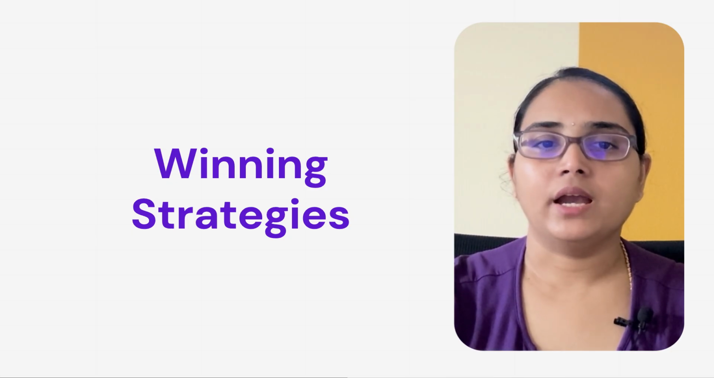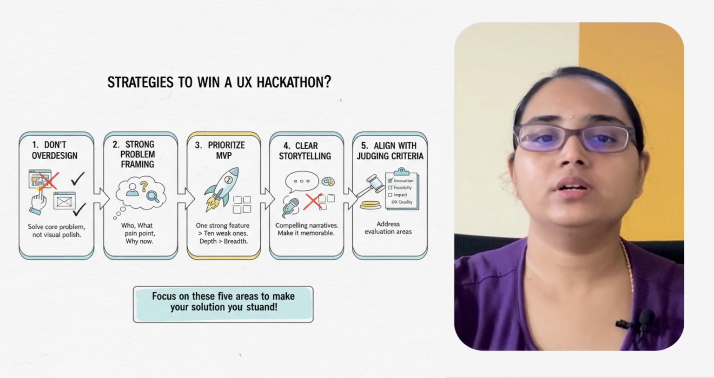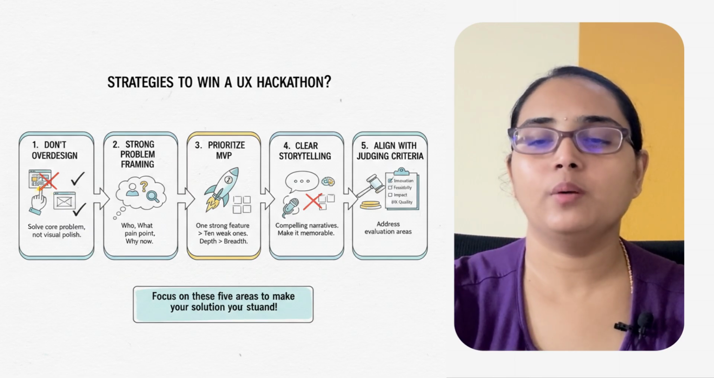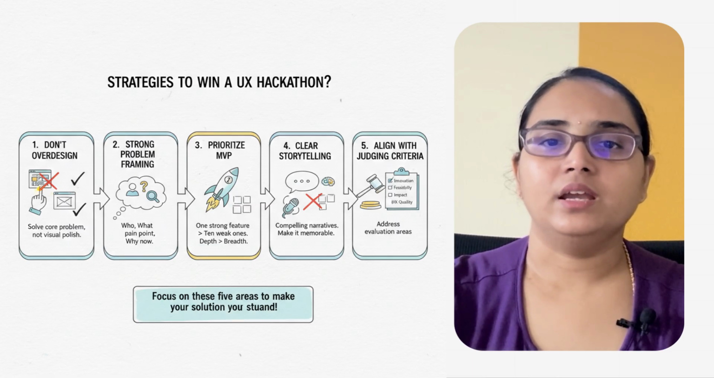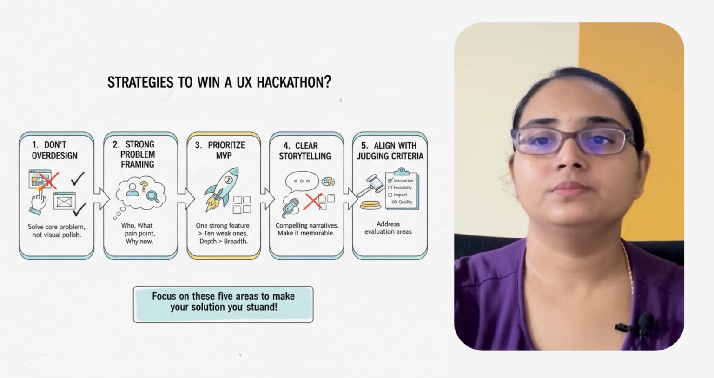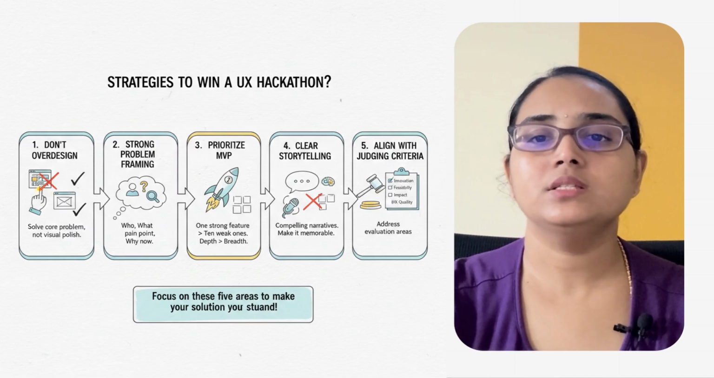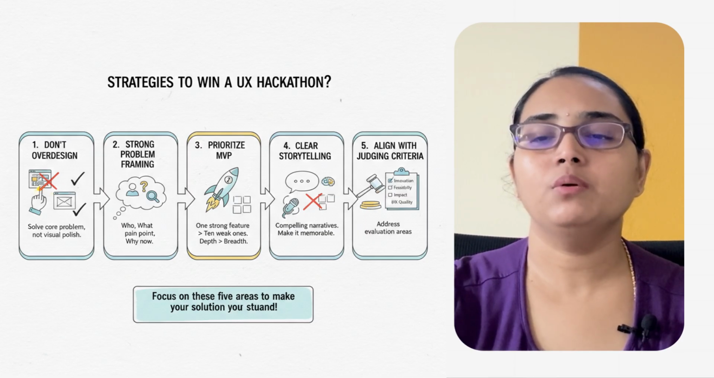Strategies to win a UX hackathon. Winning a UX hackathon comes down to strategic focus rather than doing everything. First, don't over design. Concentrate on solving the core problem instead of adding a lot of visual polish. Second, invest in strong problem framing by clarifying who your user is, what pain points you are addressing, and why this matters now. Third, prioritize your MVP, which means minimum viable product, by building one strong feature rather than 10 weak ones.